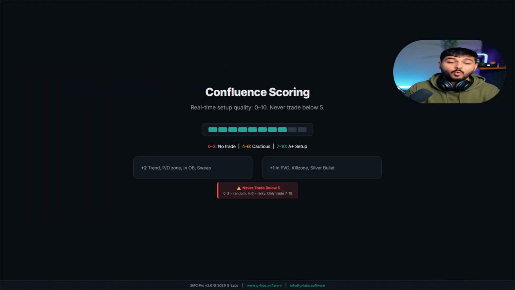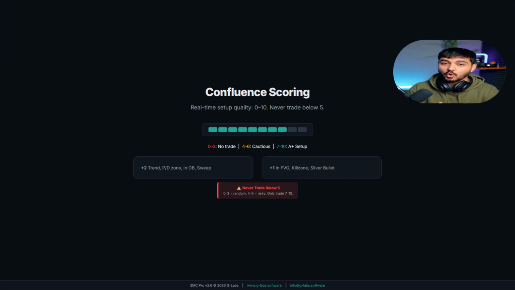The confluence score runs from 0 to 10. Trend alignment adds 2. Being in the correct premium or discount zone adds 2. Touching an order block adds 2. Being in an FVG adds 1. Kill zone time adds 1. Silver bullet adds 1. A recent liquidity sweep adds 2.